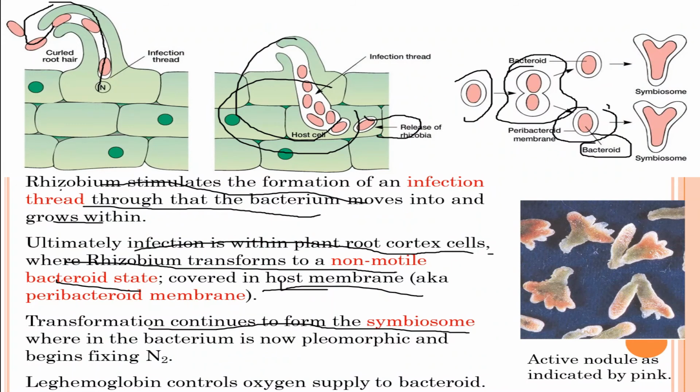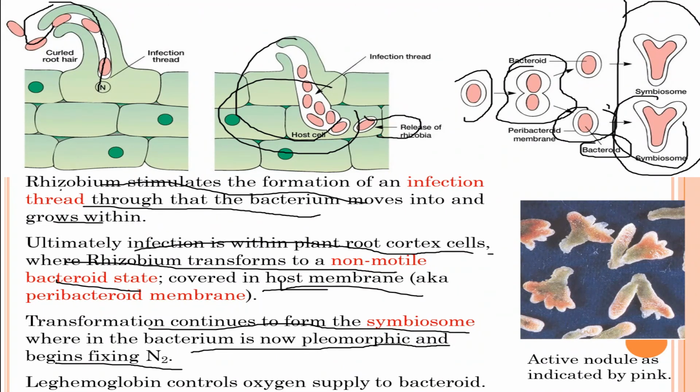As they move forward in the process, the transformation continues to form structures known as symbiosomes, wherein the bacterium is now pleomorphic in nature and begins fixing atmospheric nitrogen to ammonia. Also, leghemoglobin controls the oxygen supply to the bacteroid. So leghemoglobin plays an important role in the oxygen supply.